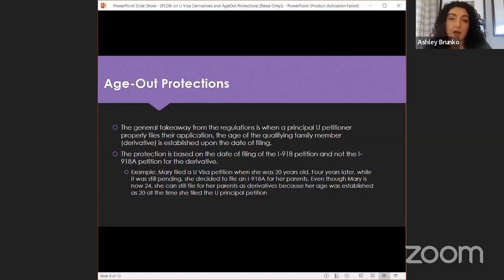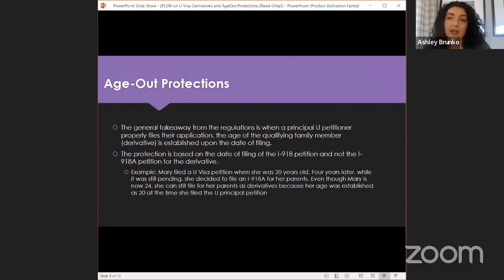So if you're familiar at all with the kind of package that gets submitted for a U visa application, the I-918 is specific to the principal, and an I-918A gets filed for any derivative that is wanting to be added to the application. So again, you go by the ages that existed at the time the I-918 petition was filed. To illustrate this point, here's an example.